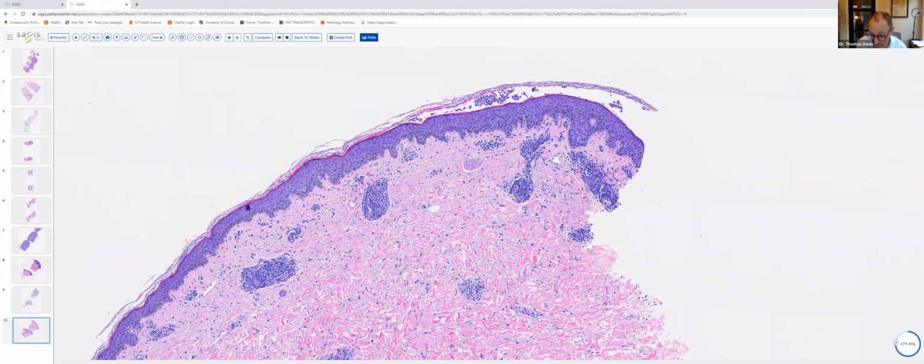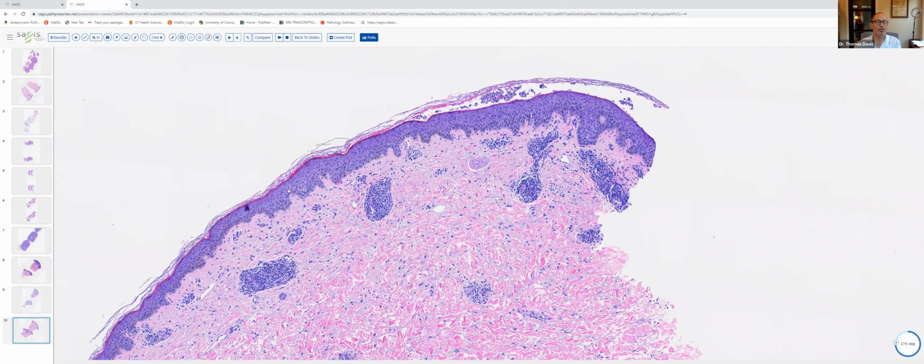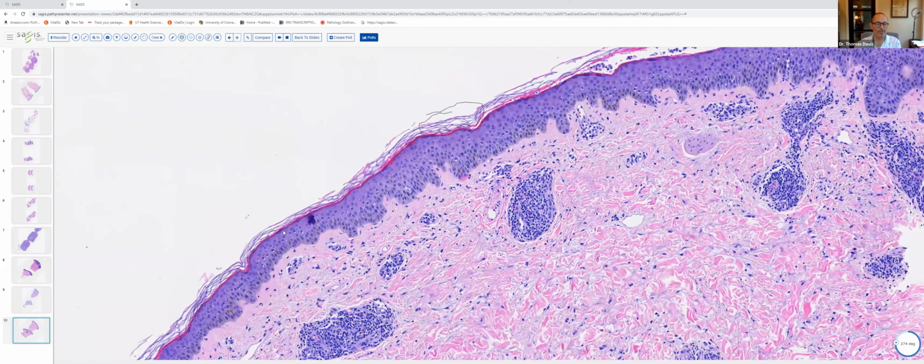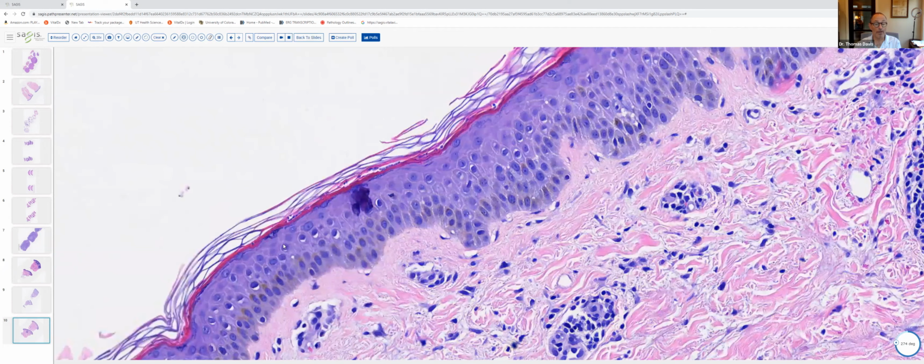In that latter instance, where the cornified layer is compact above a psoriasiform dermatitis, it's very difficult to see the organisms. In those instances, you almost always need a PAS or GMS stain to identify the organisms. So there we have it.